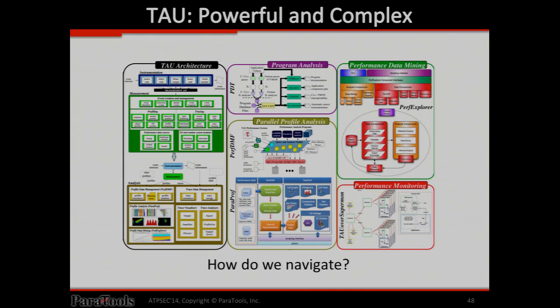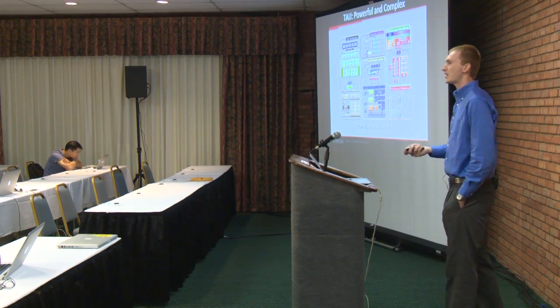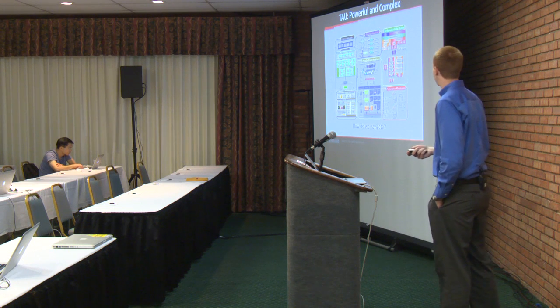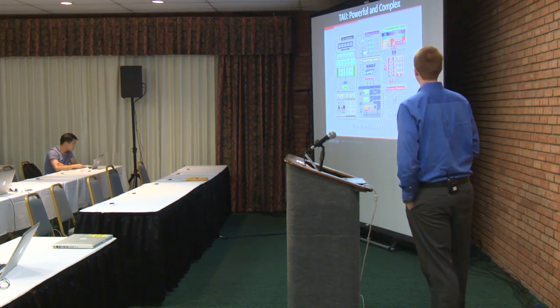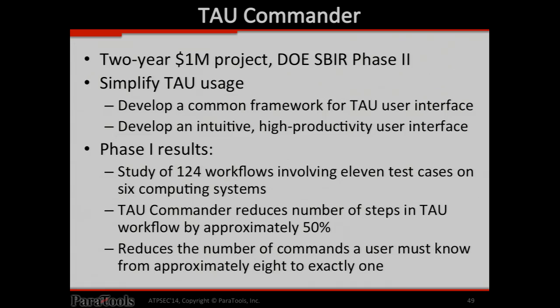We have this system developed over 20 years involving many, many different powerful features, and users who come to Tau without a computer science background sometimes find themselves a little lost, like, where do I start? I don't know. Do I need to instrument before I measure, or what's going on? So I'm working on a project. It's a DOE SBIR Phase 2. We just finished our SBIR Phase 1. The goal is to simplify Tau usage.